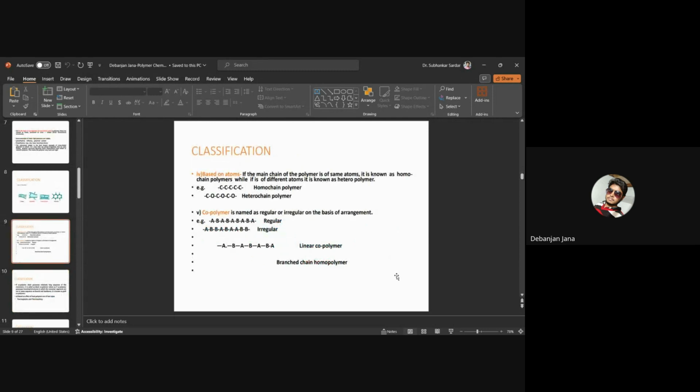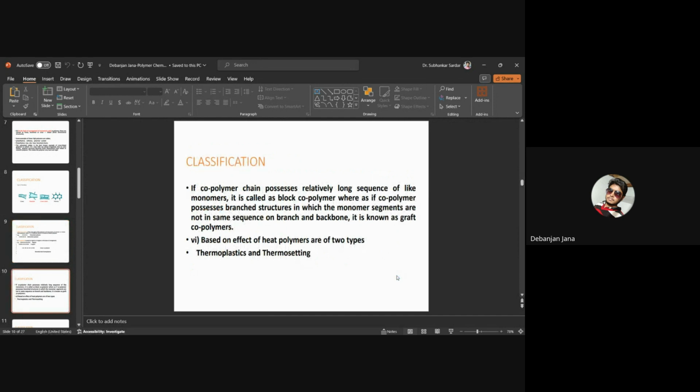Then, based on atoms, if the main chain of the polymer is of the same atoms, it is known as a homochain polymer, while if it is of different atoms, it is known as a heterochain polymer. First example, the same chain, they are called homochain polymers, and next is heterochain. Next, a copolymer is named as regular or irregular on the basis of arrangement. First example is regular and the next is irregular. And one is a linear copolymer. Then, if a copolymer chain possesses a relatively long sequence of like monomer, it is called a block copolymer, whereas if the copolymer possesses branched structures in which the monomer segments are not in the same sequence on branch and backbone, it is known as a graft copolymer.